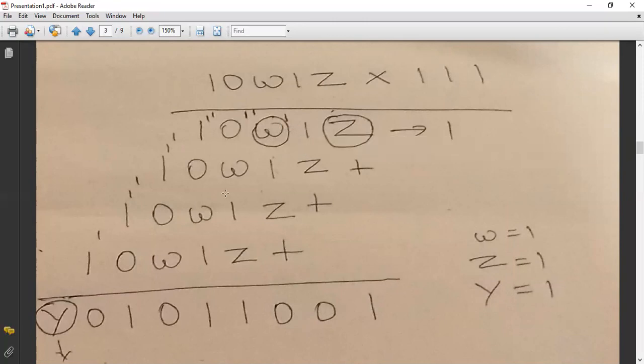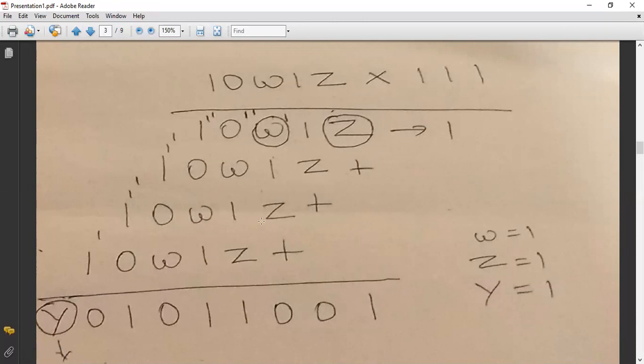Now let us go further. w is 1 and z is also 1. So 1 plus 1 is 0, carry over 1. 0 plus 1 is 1, 1 plus 0 is 1, 1 plus 1 is 0, carry over 1, and 0 plus 1 is nothing but 1. So the answer is right. Now let us go to the next step. We know that w is 1, so let us proceed and write the answers. 1 plus 1 is 0, carry over 1. 0 plus 0 is 0, 0 plus 1 is 1, 1 plus 1 is 0, carry over 1, and 0 plus 1 is 1. So 1 is the right answer for this.